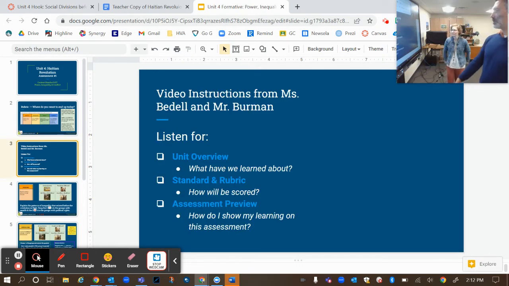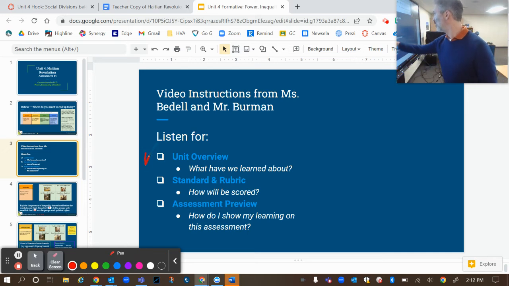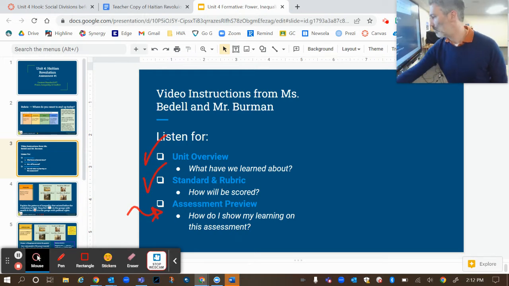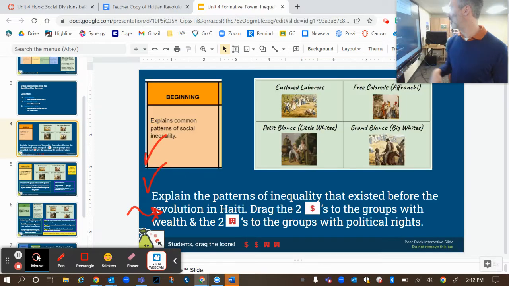Okay, last thing we're doing, we did the first one, unit overview. We did the standard and the rubric. So let's just take a quick look at what this assessment actually looks like. There are 4 slides.